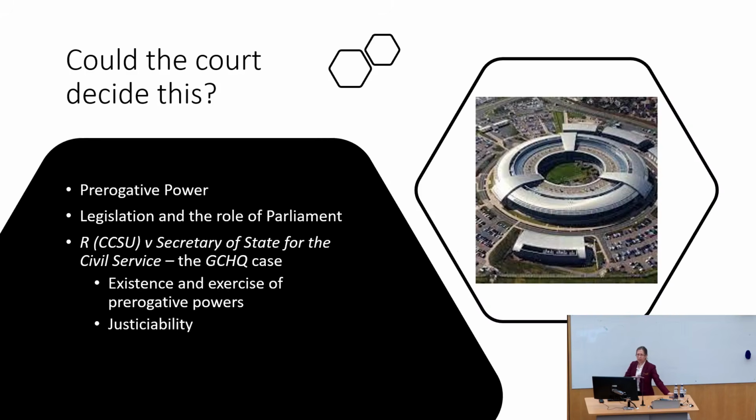So having set that background, to give you an idea of why there were so many arguments, I need to talk to you about the CCSU and Secretary of State for Civil Service case, or as we call it, the GCHQ case. So for those of you who haven't worked out what the picture is, that is the donut, the home of GCHQ. It's dead easy to find. It's signposted from Cheltenham. So if you ever want to go and visit there, off you go.